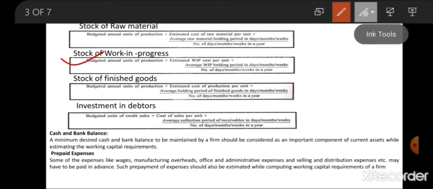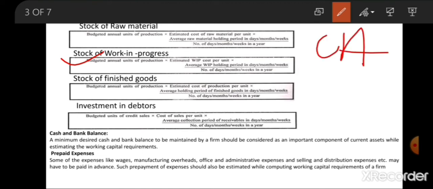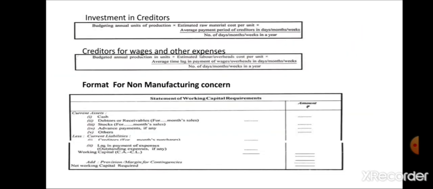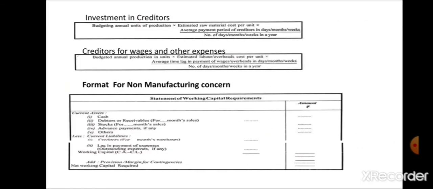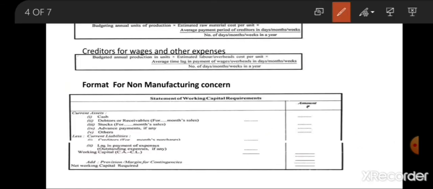Similarly, investment in debtors, and these are the components of current assets, right? So stock of raw material, stock of work in progress, stock of finished goods, investment in debtors. Now at last, if given, you add the cash and bank balance and your prepaid expenses. So next you have your estimation of the current liabilities. These are the current liabilities.